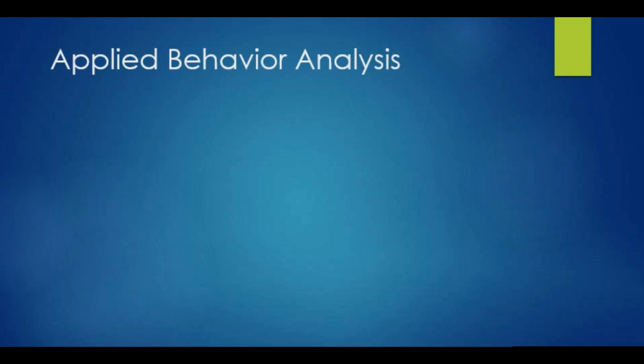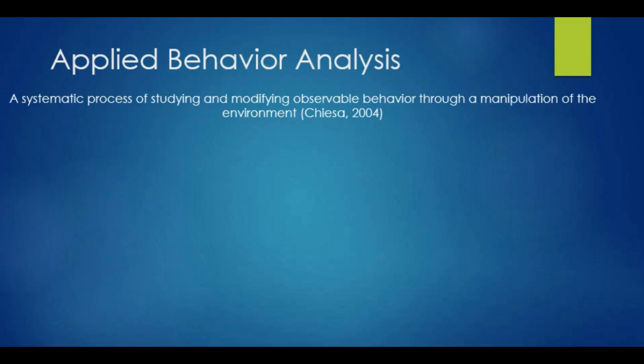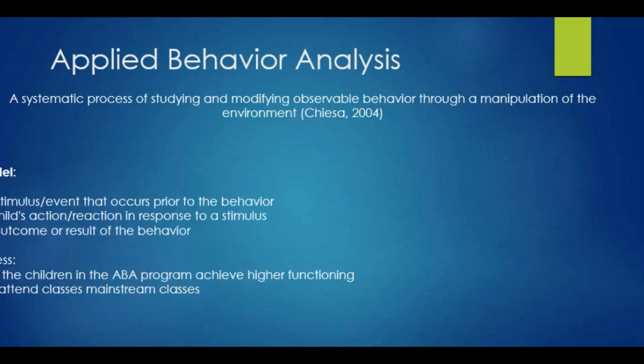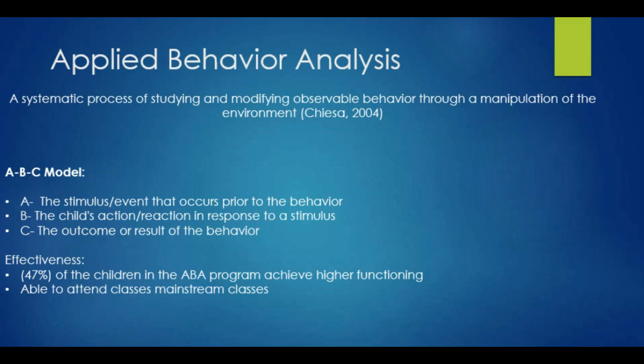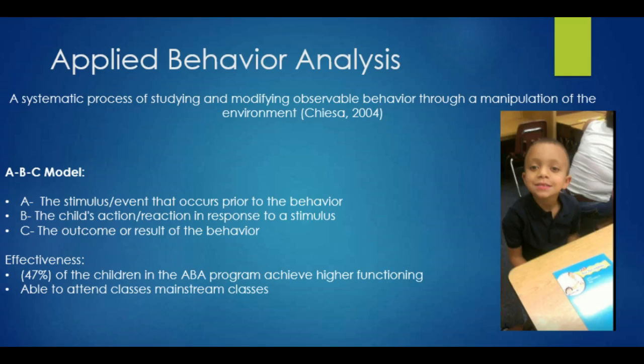Applied Behavior Analysis, or ABA, is a systematic process of studying and modifying observable behavior through a manipulation of the environment (Chia, 2004). This analysis uses an ABC model. Basically, A is the stimulus, or what happens prior to the behavior of the child. B is the child's action in response to the stimulus or event. And C is the outcome or result of the behavior.